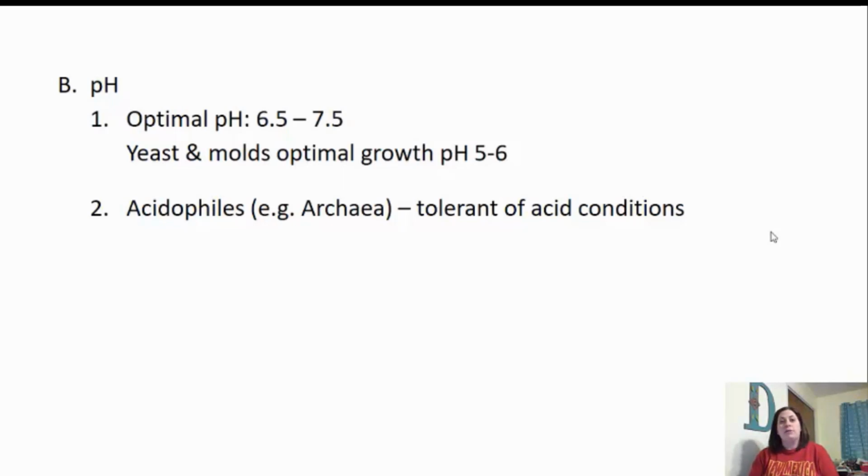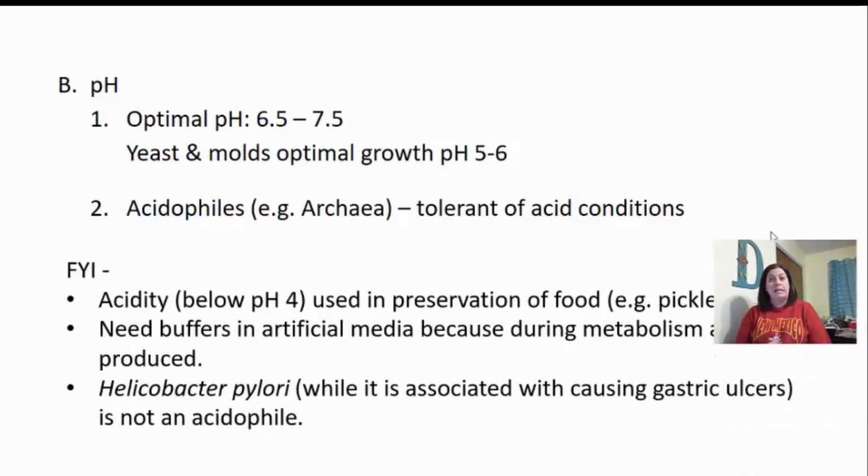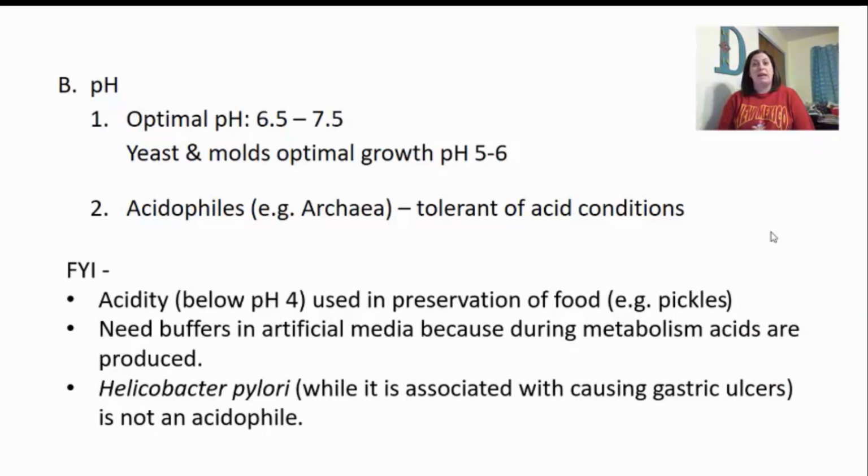There is also a group of bacteria that really like acidic conditions, and these are called acidophiles. These are found in the group Archaea. They can tolerate really acidic conditions, but again, if they're in the group Archaea, they're not pathogenic. So acidity, anything below a pH of 4, is used for preservation of food. This is why we use vinegar and things like that to pickle things, like when we talk about cucumbers and making them into pickles, because it helps stop growth of bacteria.